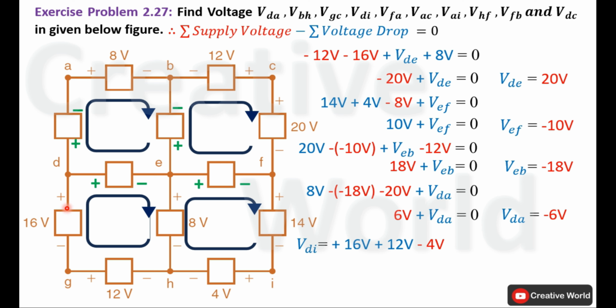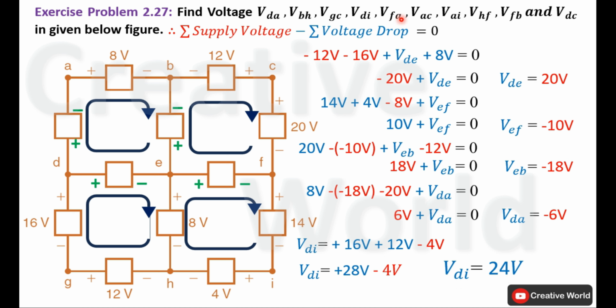Start from here. Current entering terminal is positive, so voltage across this element will be taken with positive sign, positive 16. Move to next element. Current entering terminal is positive, so voltage will be taken with positive sign, plus 12 volt. Move to last element. Current entering terminal is negative, so voltage across this element will be taken with minus sign, minus 4 volt. Now add 16 and 12 together, it will become 28 volt, and now subtract 4 volt from 28 volt, it will become 24 volt. So voltage between these 2 points D and I is 24 volt.